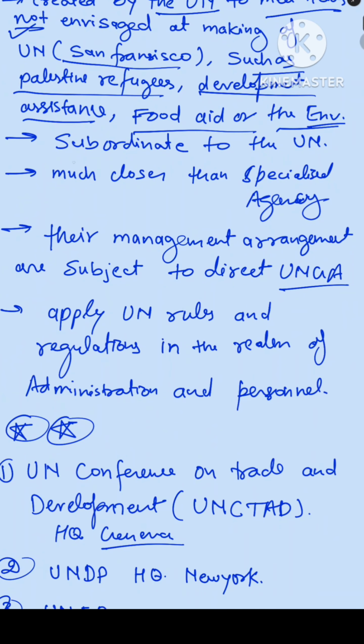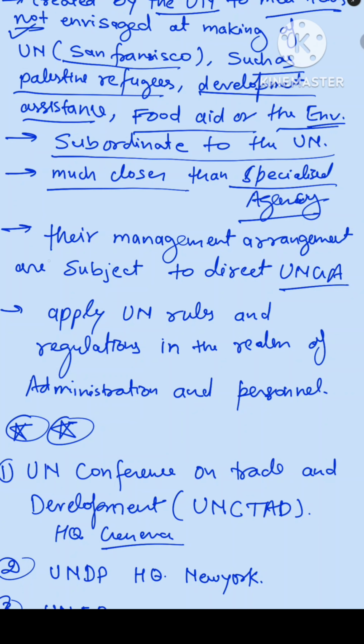So these organizations are subordinate to the United Nations, and they depend on the United Nations for their regulation, for their laws, and for financial assistance as well. They are much closer than a specialized agency. As I already explained about specialized agencies, they are related with the United Nations through special agreements. That's why those organizations are called United Nations Specialized Agencies.